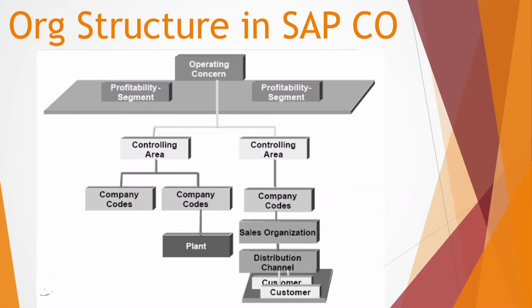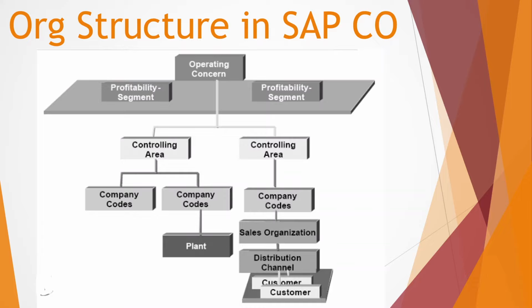Under that comes your controlling area. Controlling area is the most important org element as a part of controlling org structure. Without controlling area, literally nothing will work. You will have to create it. This is one of the mandatory requirement from the CO perspective. And then this controlling area is then further assigned to the company codes.